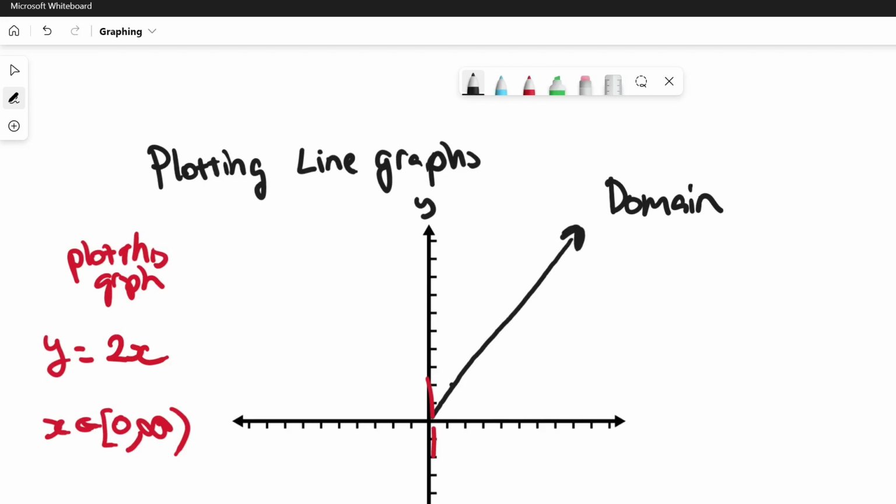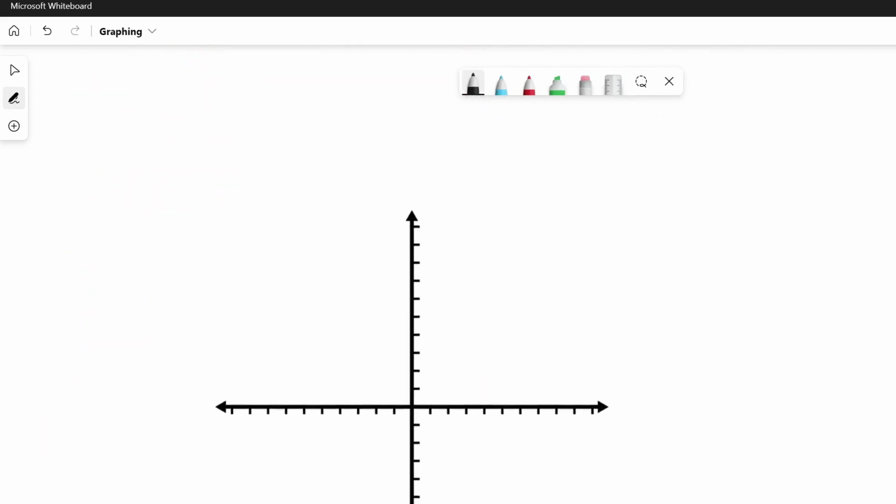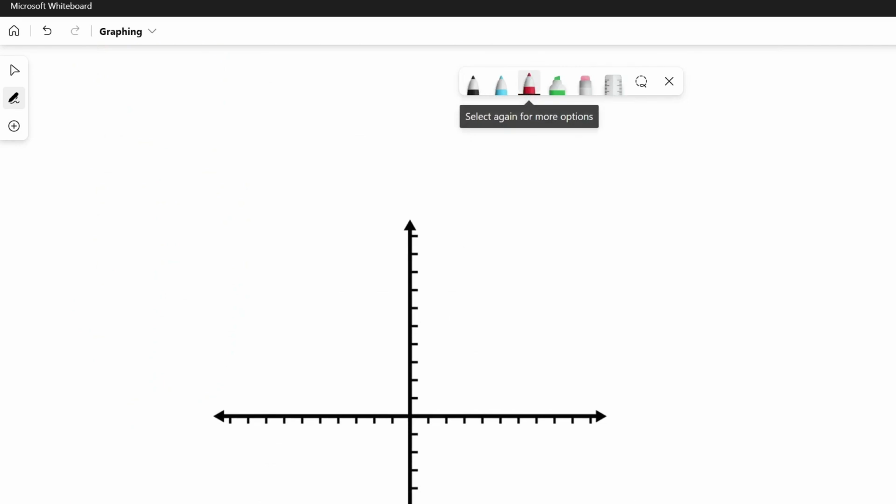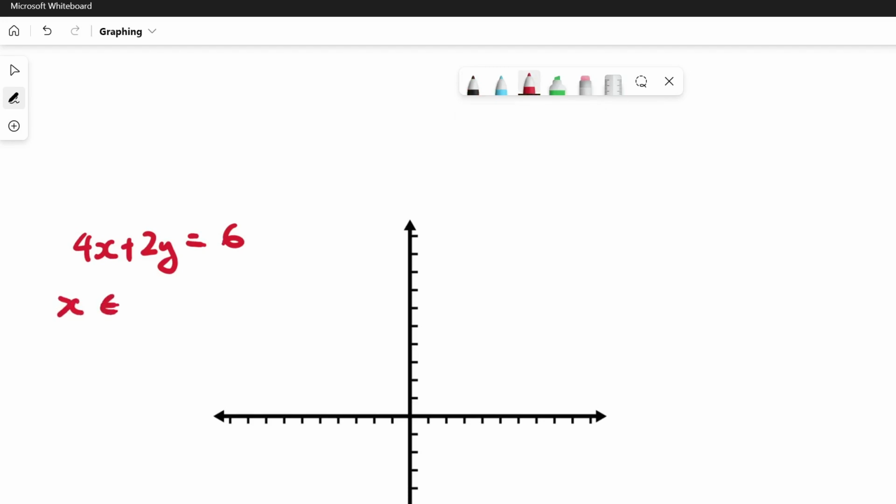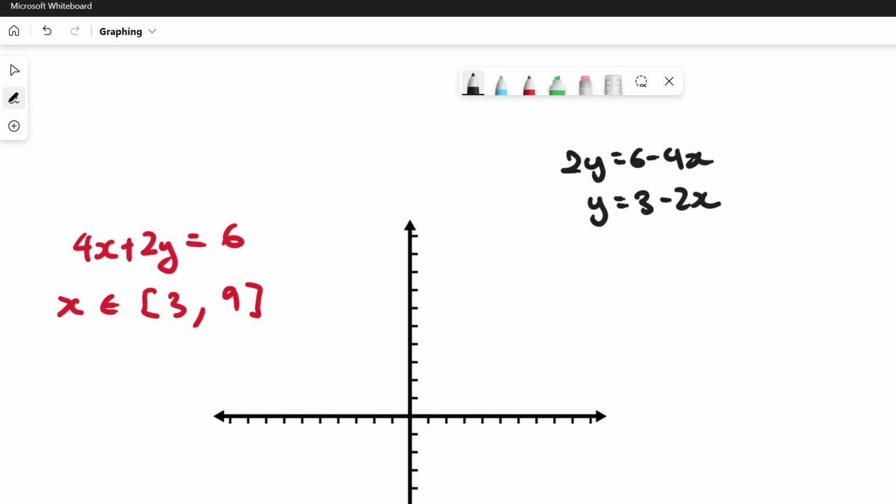So let's get a harder graph now. Say the second question is something like 4x plus 2y equals 6, with the domain being, let's just say, 3 and 9. Yeah, including both points. So how we do this is we first need to rearrange the equation so that y is the subject. So it becomes 2y equals 6 minus 4x, y equals 3 minus 2x.